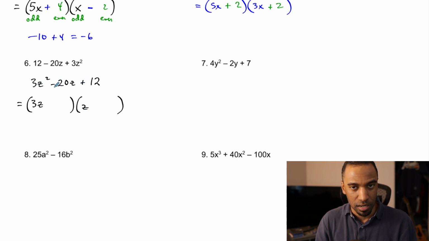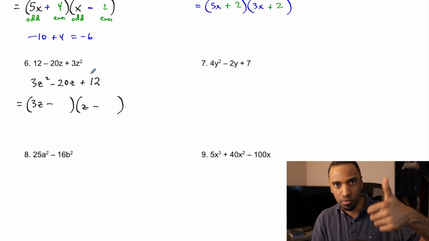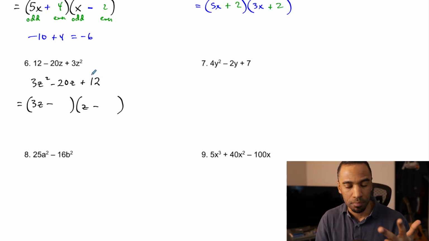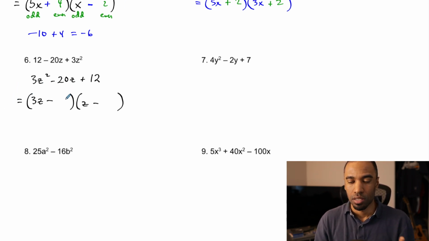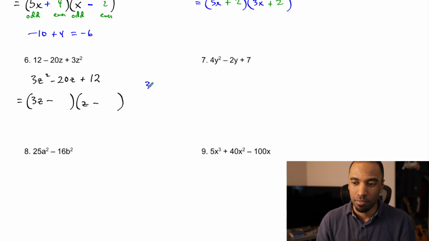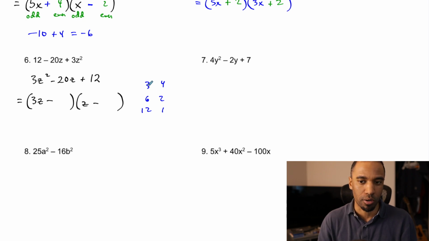Positive product and negative sum means I will have a negative times a negative, so I don't have to worry about signs. I know it'll be this. Now 12 can be 3 times 4, 6 times 2, or 12 times 1. This is the nice thing about this being a 3. First of all, there's no common factor among these, no greatest common factor here.